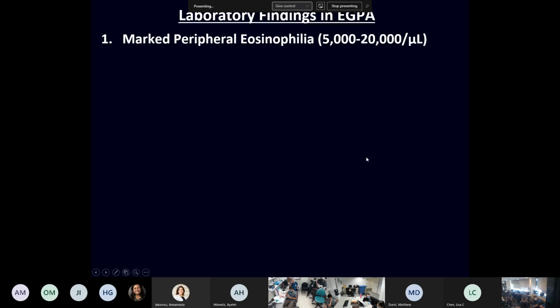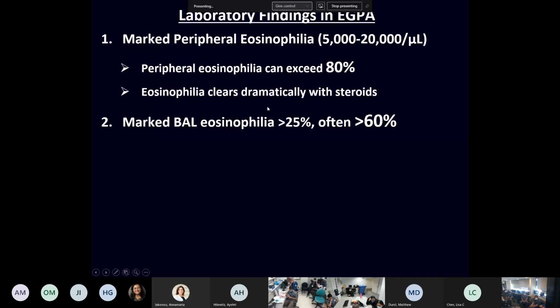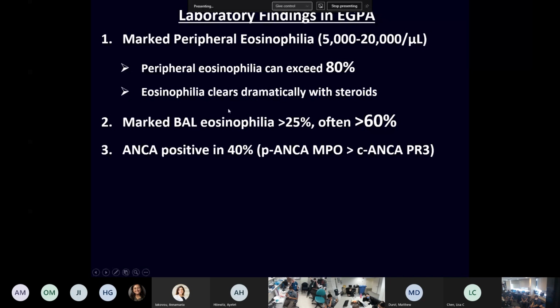Like we said, marked peripheral eosinophilia in the range of 5 to 20,000. So very, very significant peripheral eosinophilia, can be up to 80%. And the eosinophilia clears dramatically with steroids. And of course, when you bronch these patients, they have more than 25% eosinophilia. Often it's greater than 60%.